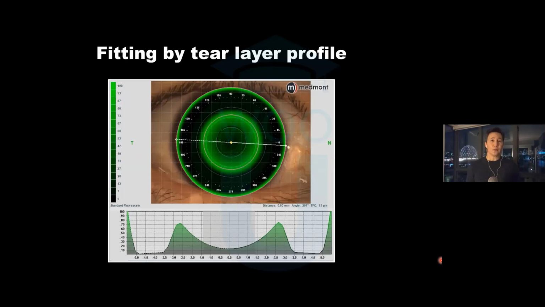Now, one of the things that we also need to consider is fitting by tear layer profile. And this might be one of the most powerful things that Wave allows us to do. We're less concentrated on what this looks like and far more concentrated on what this looks like. And that's the lens to surface relationship and the underlying tear layer between the two of them. So as you become an expert with a system like Wave, you really want to understand that tear layer profile. And how do we best get to the ideal tear layer profile? Of course, good quality topography is the key.